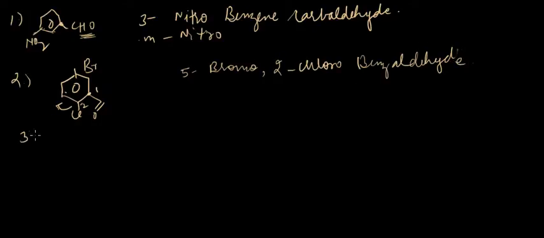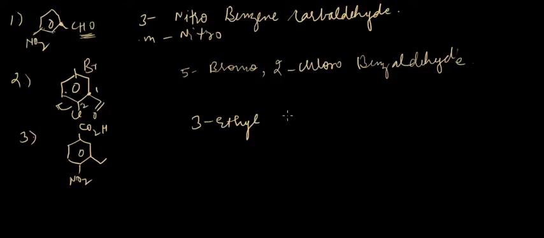Okay. Now let's have a look at this compound. We have something like CO2H and NO2. So this would be 3-ethyl, 4-nitro, benzene carboxylic acid.